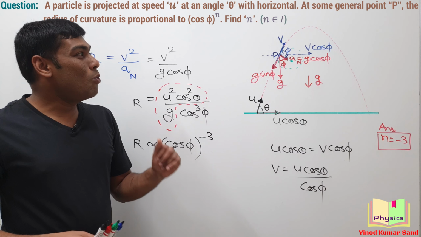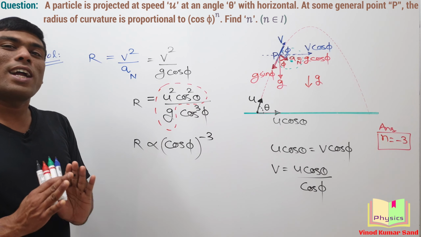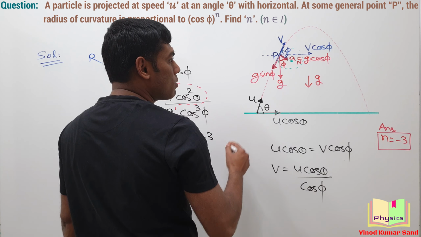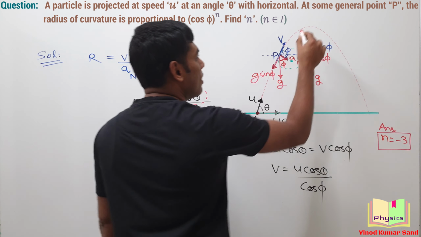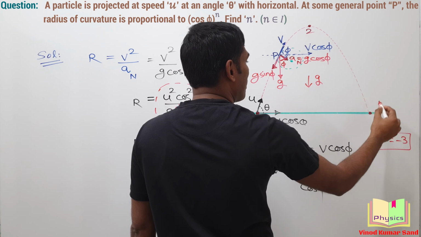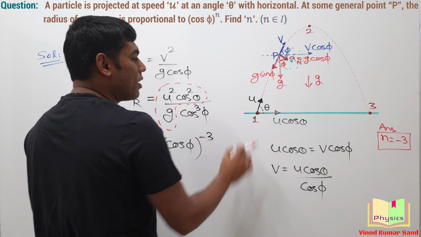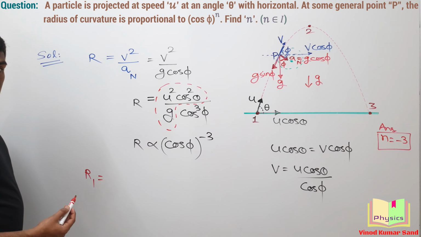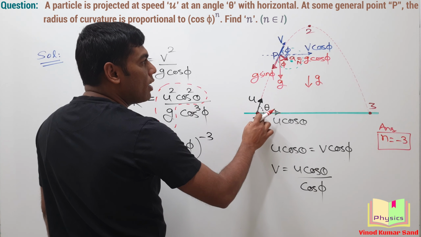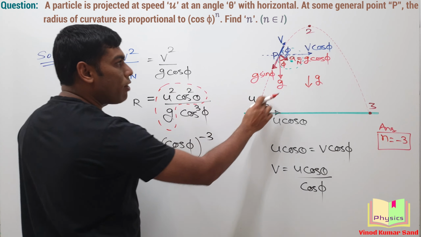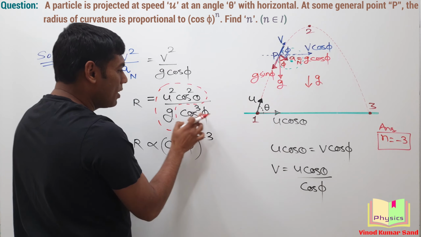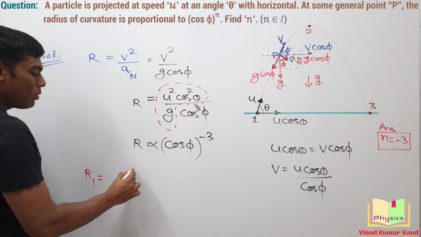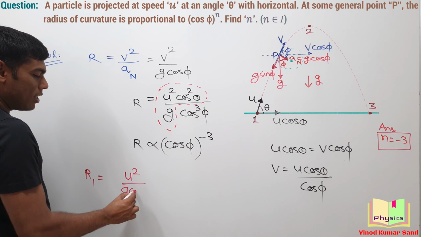Now we can obtain the radius of curvature at any point of this parabolic path. Suppose I name this point 1, this point 2, this point 3. If I ask you what is the radius of curvature at position 1, what should be your answer? It's simple actually. At position 1, in this general formula, phi will become equal to theta. Put phi equal to theta in this general formula. What is the answer? It comes out to be u square by g cos theta.